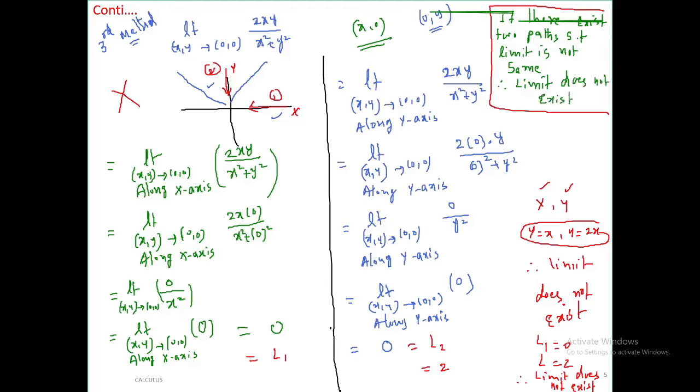Okay. So this is what you have done. This technique will not work out if limits are getting equal. If limits are getting equal, this technique will not work out. If limits are not equal, this technique will work out. So next one, method number 3.